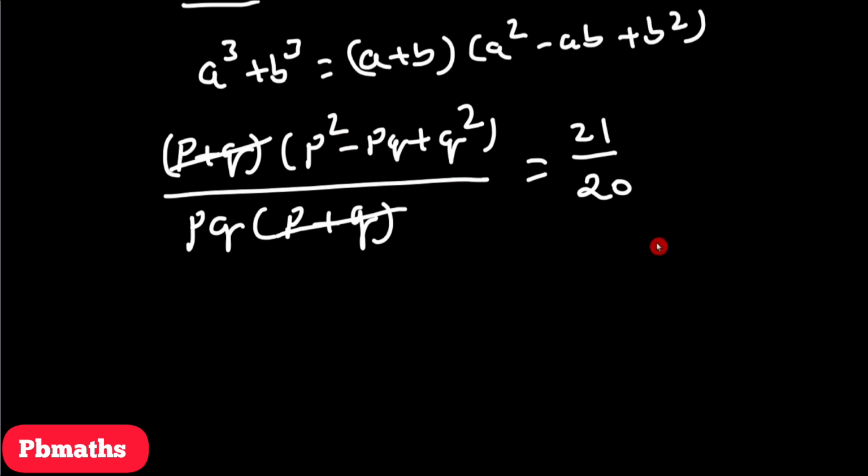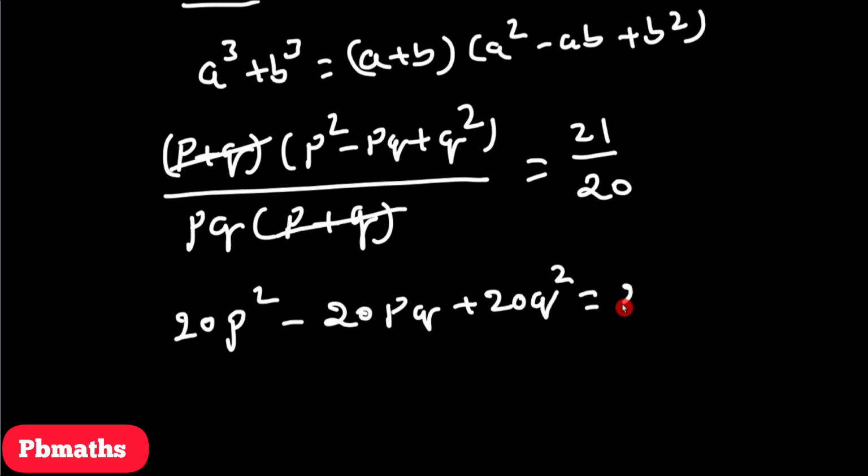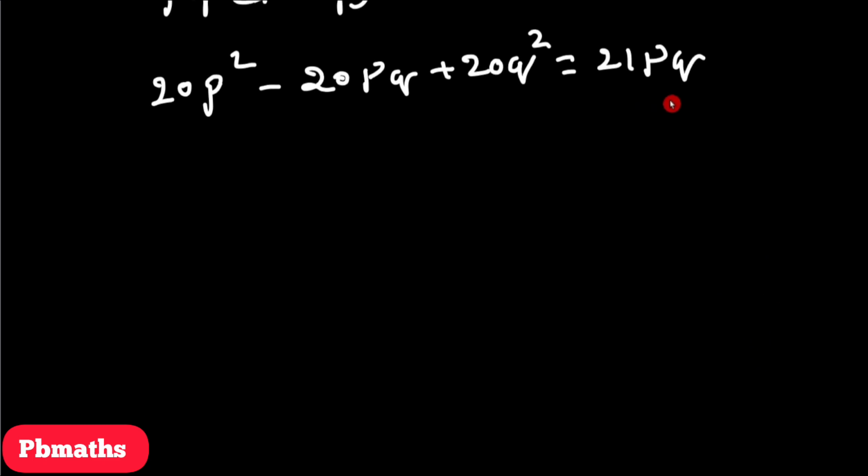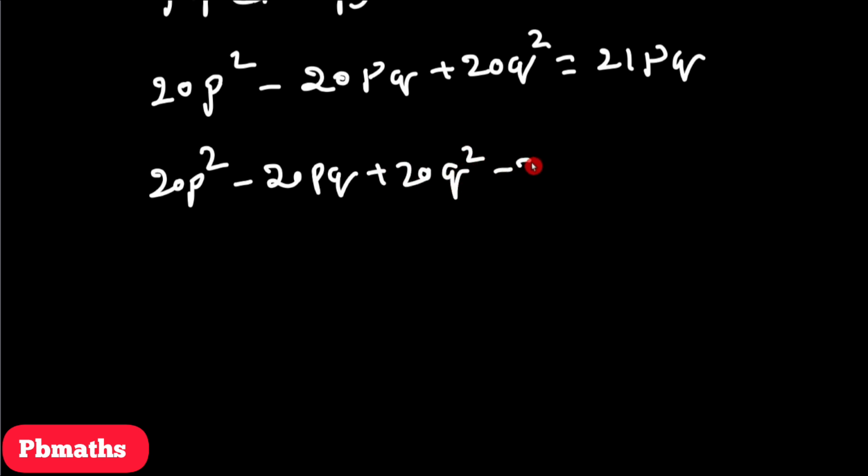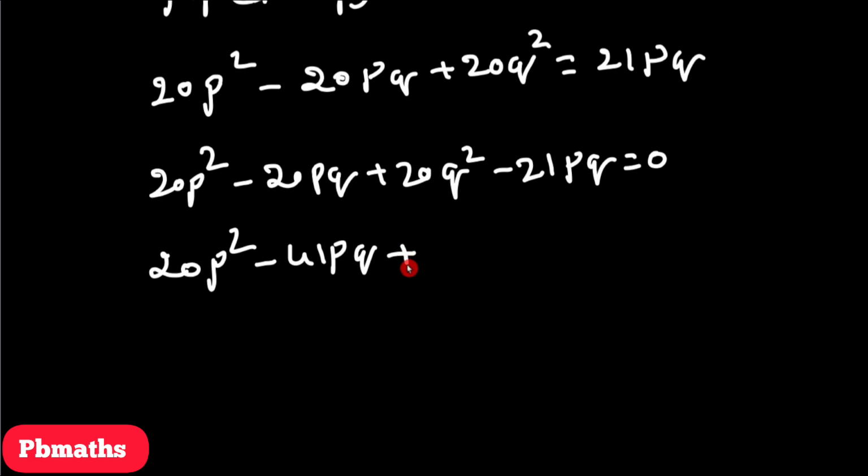Let's go for cross multiplication. By doing cross multiplication, we're going to have 20p^2 - 20pq + 20q^2 equals 21pq. Further, by shifting this 21pq to the other side of the equal sign, we have 20p^2 - 20pq + 20q^2 - 21pq equals 0, which gives us 20p^2 - 41pq + 20q^2 equals 0.